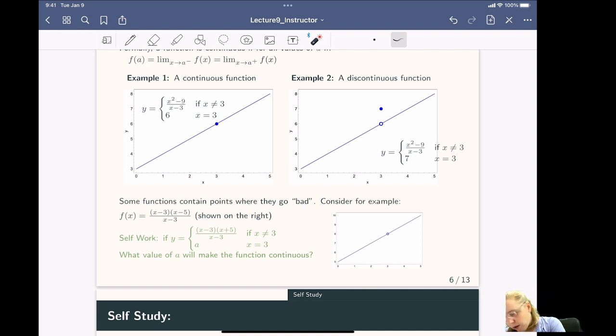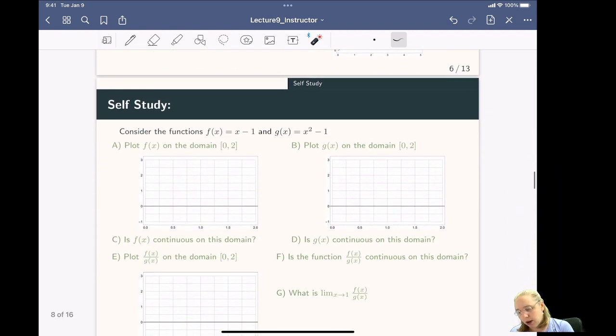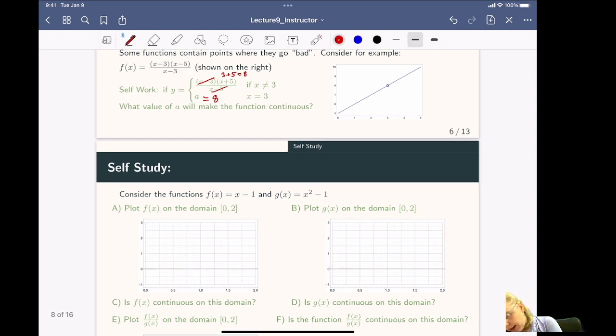What do we get? Well, what happens is we take the limit of this first part of this function. One way to take the limit is to cancel. So let's cancel the x minus 3 and the x minus 3. Now, if we plug in x equals 3, we have 3 plus 5 equals 8. So the value of the limit of f of x as we approach the value of 3 is equal to 8. So if we make a equal to 8, then for every point, we'll have that the left limit and the right limit are equal to the function, even at x equals 3. All right, so a value of a equals 8 will make this a continuous function.